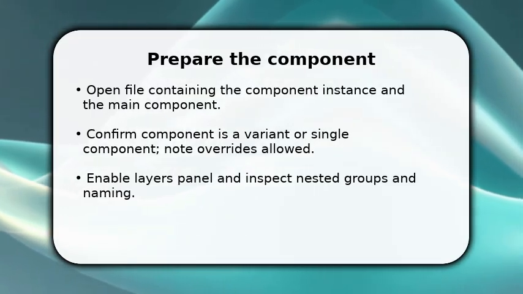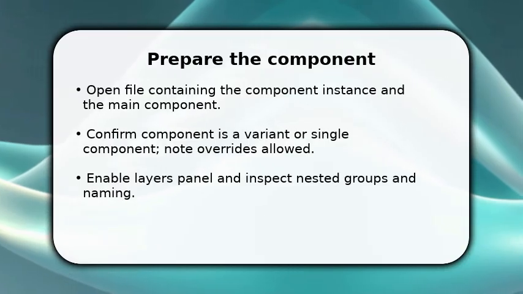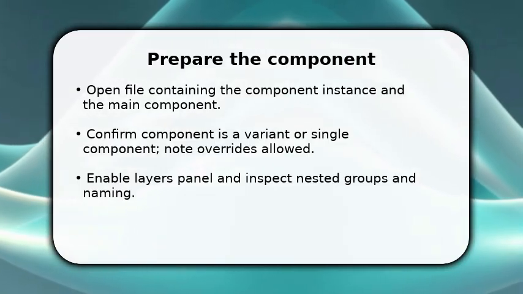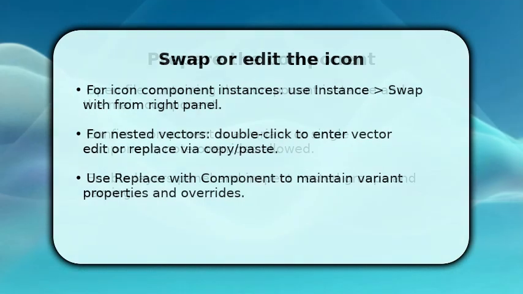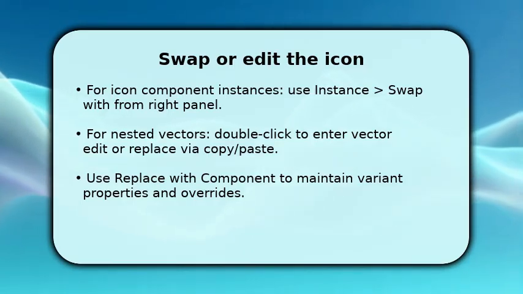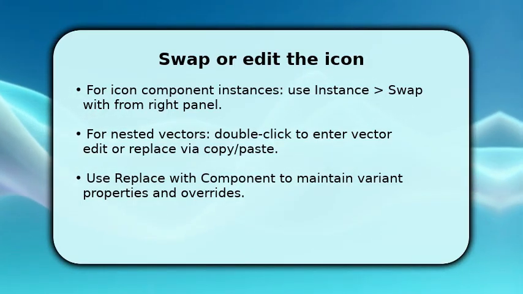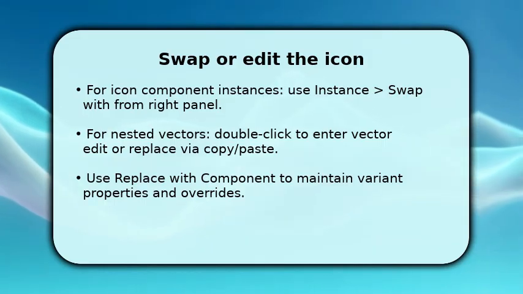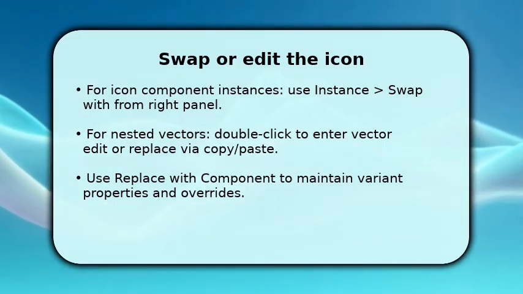If it's a component instance, you'll change the master or swap with another component. If it's a vector, you'll edit paths. Now perform the actual change. If the icon is an instance of an icon component, select it and use the right-hand instance menu to swap with another icon component. This preserves overrides like color and size.